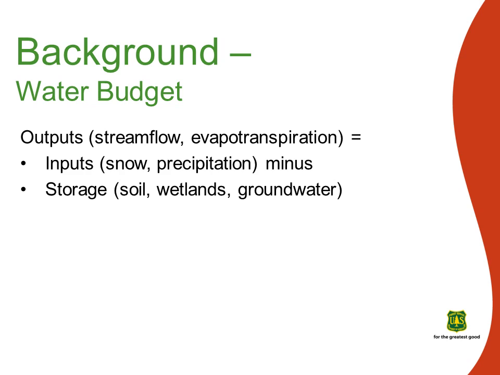Inputs, these are a fixed amount. Storage is key for this process. Storage has been affected by past activities, as we will see. Science has proven that watersheds with depressional wetlands are key to attenuating or dampening those peak flows.